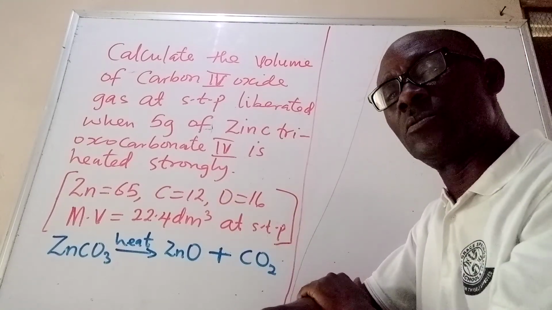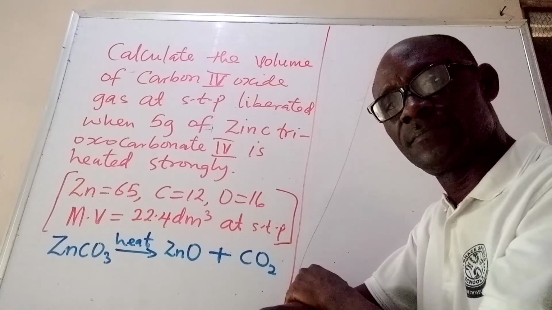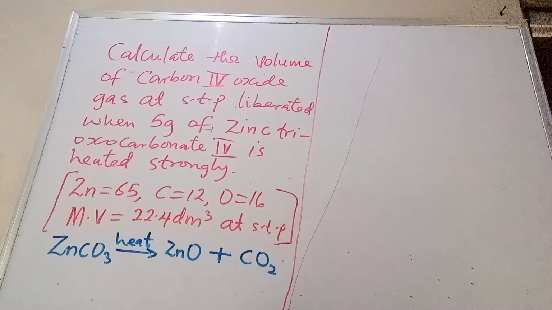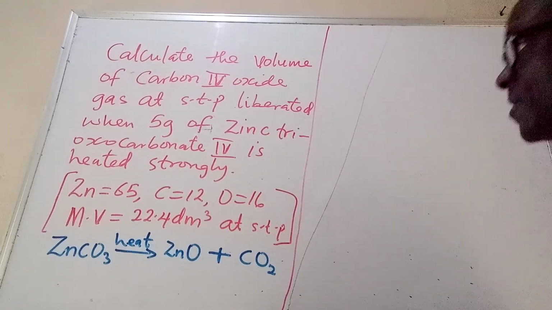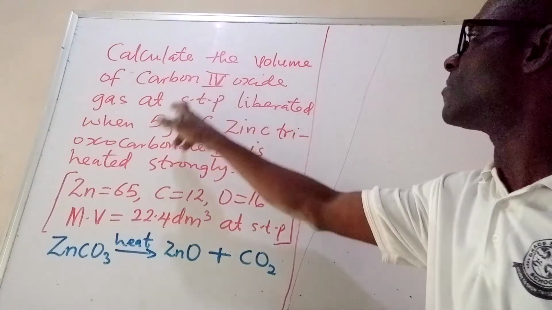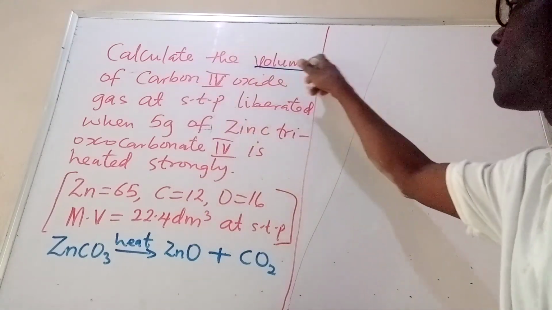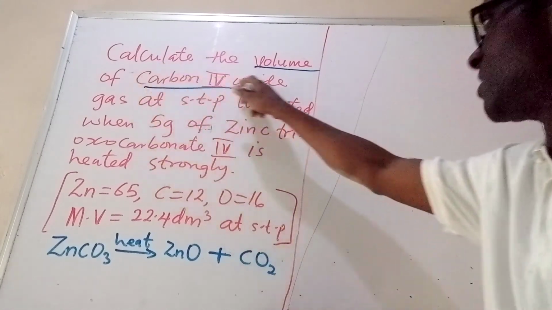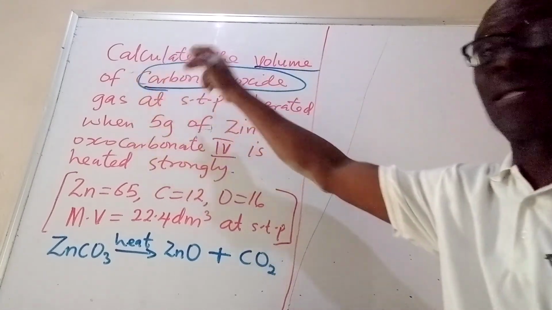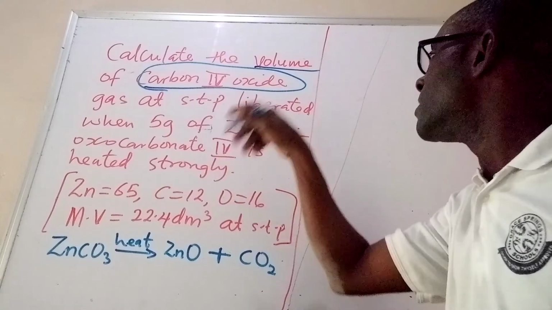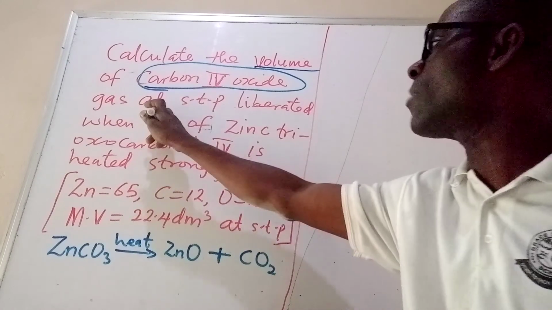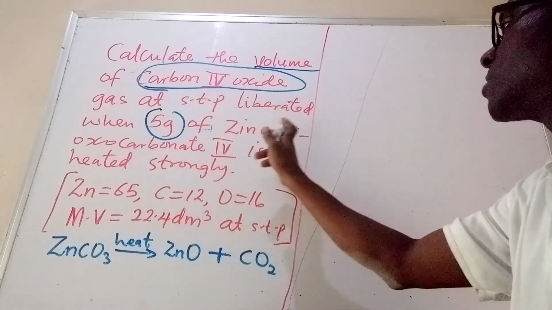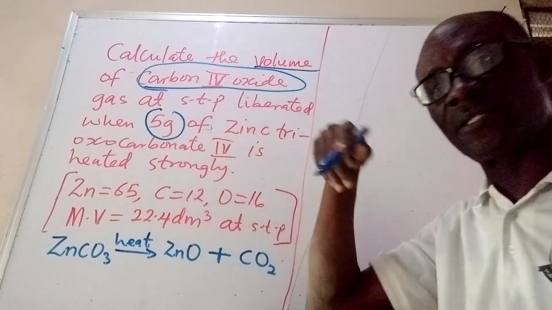Let me pause the video while you give it a try. Now, the first step I'm going to take is this. Since I'm asked to calculate the volume of carbon 4 oxide. Yes, carbon 4 oxide is the same thing as carbon dioxide. The volume of carbon 4 oxide gas at STP liberated when 5 grams of zinc carbonate is heated.